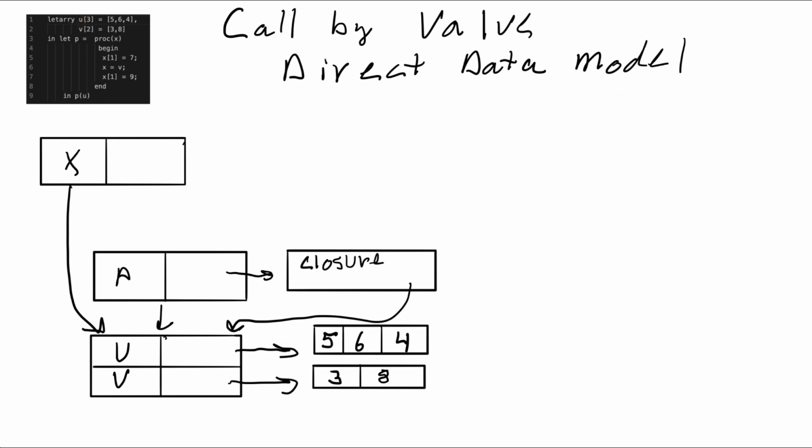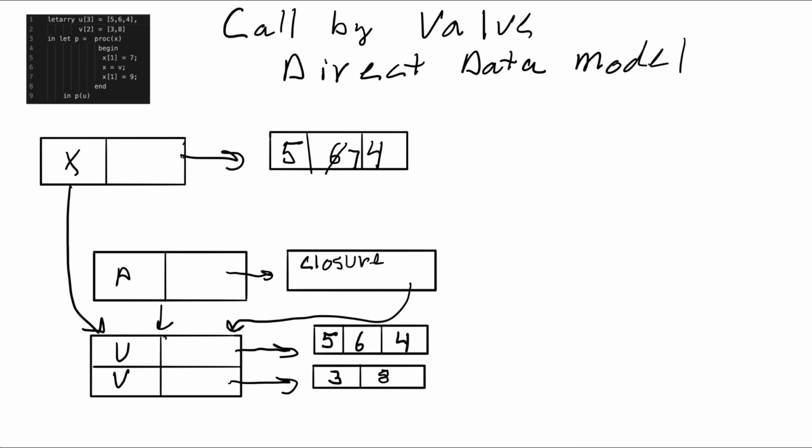Now when we call our function P, which is a closure, and we pass in U for the parameter, since we're doing call by value, that means we make a copy of what U is bound to. So X will become a copy of this array, and we'll also copy the contents of the array as well. So X gets its own copy. So now we'll run the code. X sub 1 will be equal to 7.